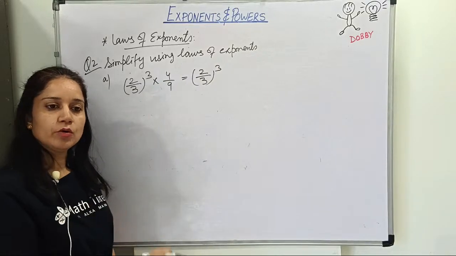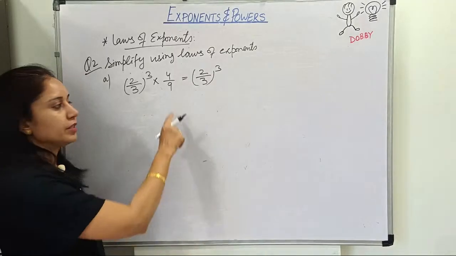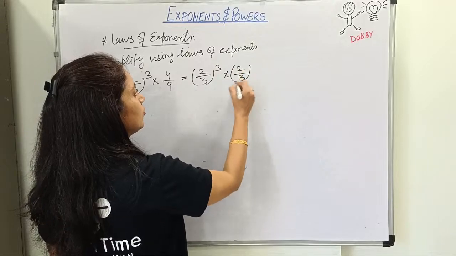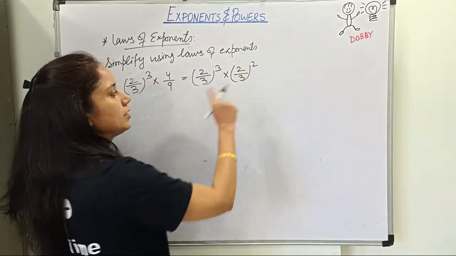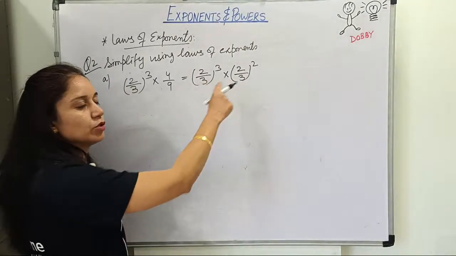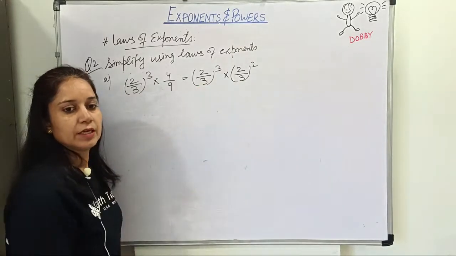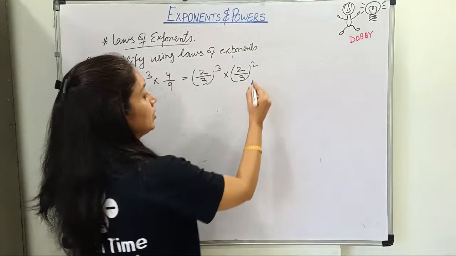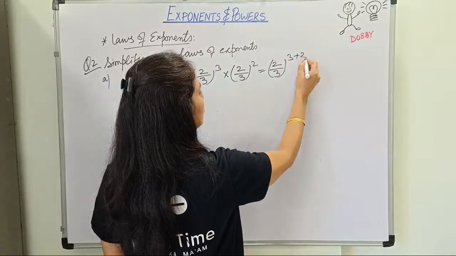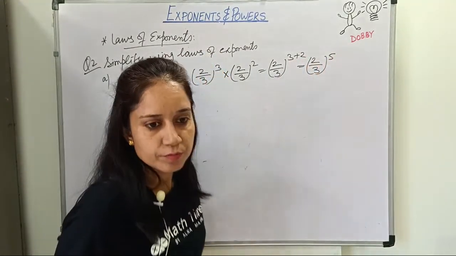2 raised to the power 2. And how can we write 9? 3 raised to the power 2. So yes, 4 upon 9 can be written as 2 upon 3 raised to the power 2. 2 2s are 4, 3 3s are 9. We have simplified 4 upon 9 in the terms of 2 upon 3. Now both the bases are same. In multiplication, we add the powers. 2 upon 3 raised to the power 3 plus 2 gives us 2 upon 3 raised to the power 5.